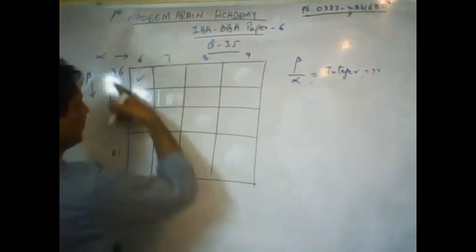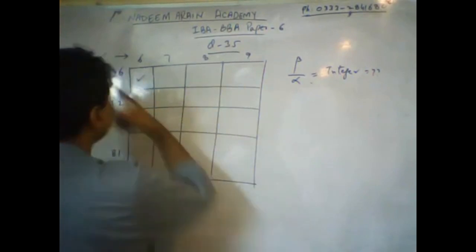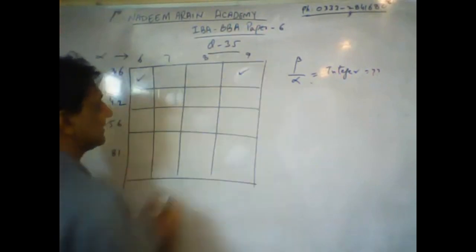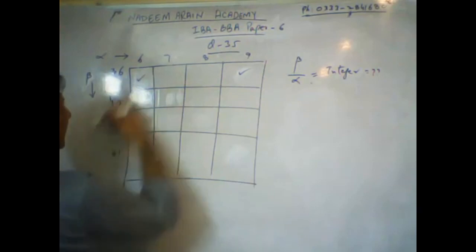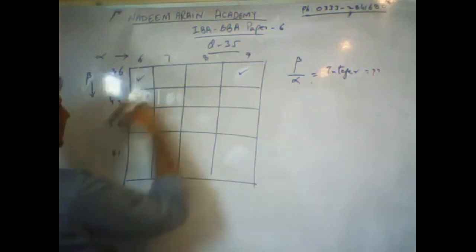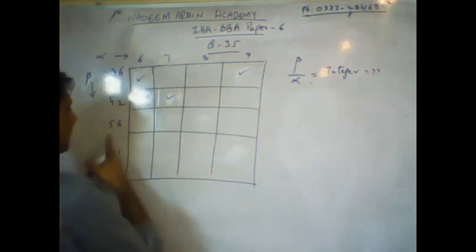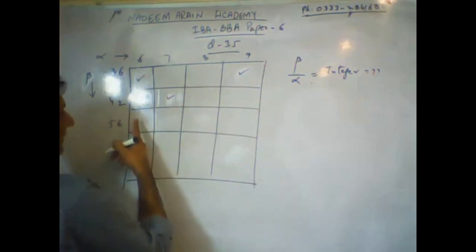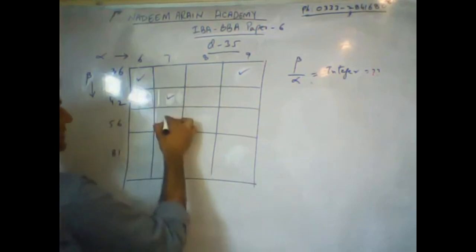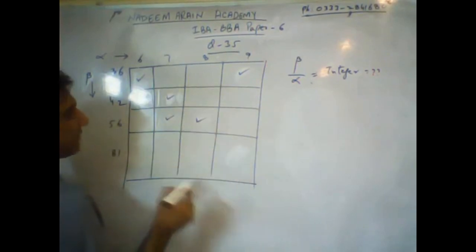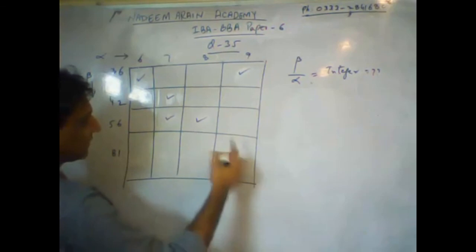36 divided by 7, no. 36 divided by 8, no. 36 divided by 9, yes, it is divisible. Okay, and similarly 42 can be divided by 6, yes. 42 can be divided by 7, yes. Not by 8, not by 9. 56 cannot be divided by 6, it can be divided by 7 and 8, and cannot be divided by 9. 81 can only be divided by 9.